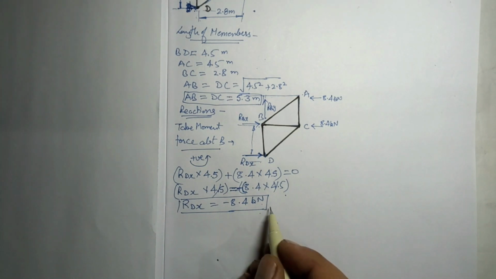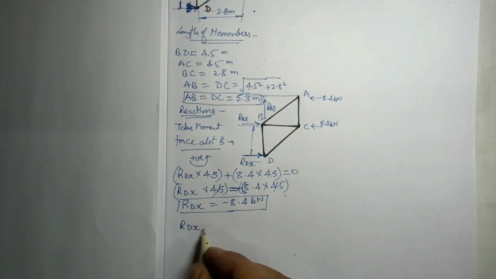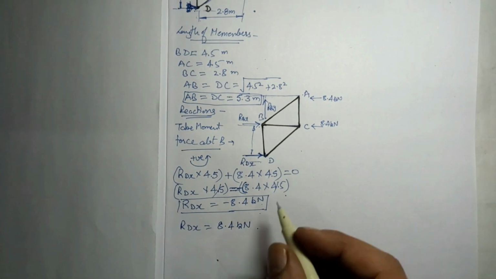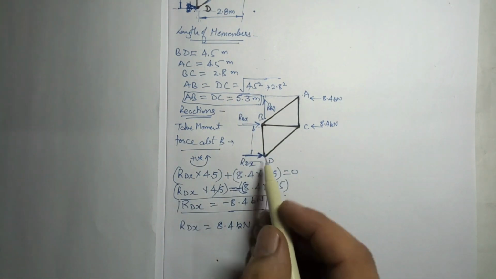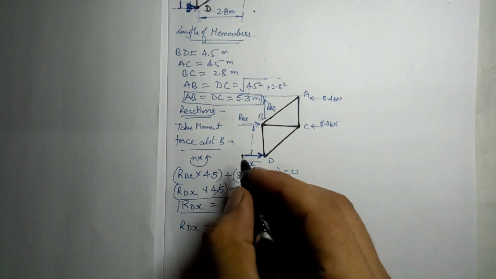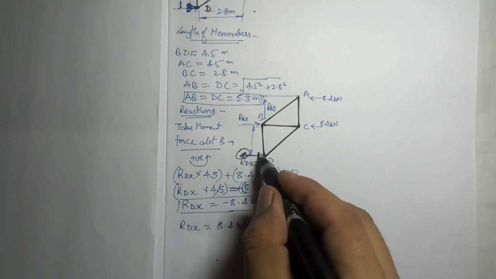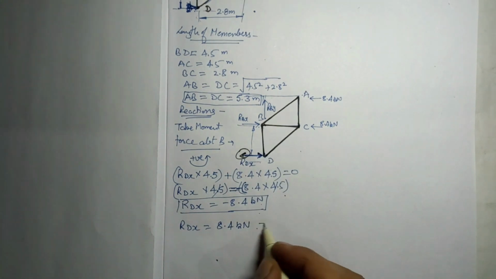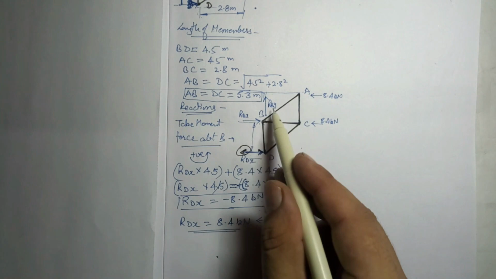Only the minus is telling you the direction. So we have to take the positive direction always. So I will say RDX is equal to 8.4 kilonewton. But how will I make it positive? By changing the direction. Here for RDX, this was the assumption. It means after calculation we are getting the value of RDX, but in this direction. So for all the calculation you have to take this direction, not this one. So we get the value of RDX in this direction. Then now we have to find out the other reactions, RBX and RBY.